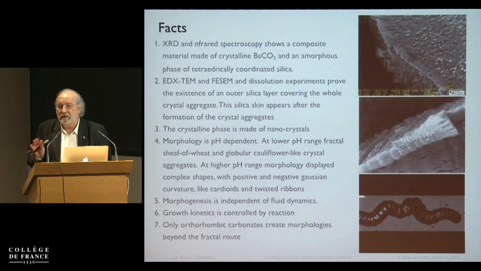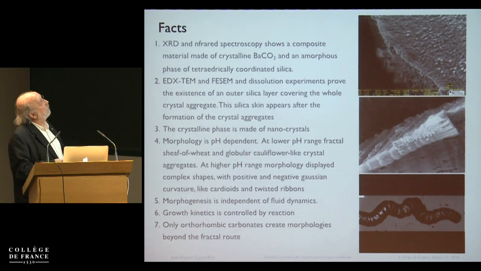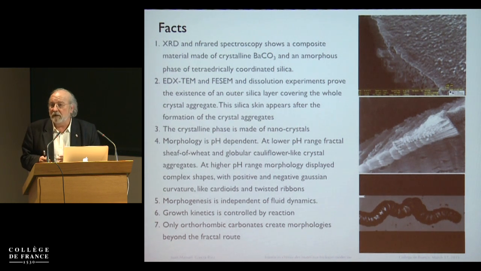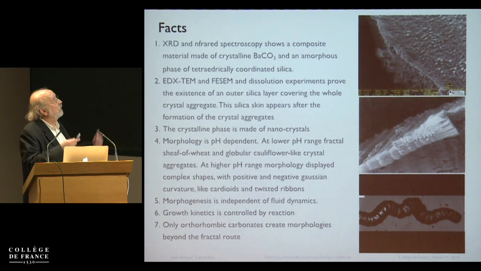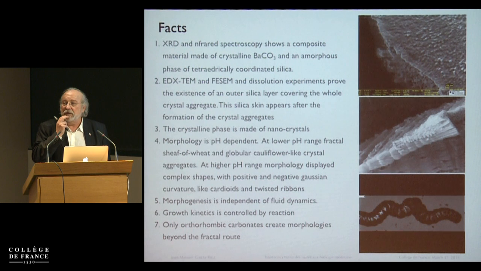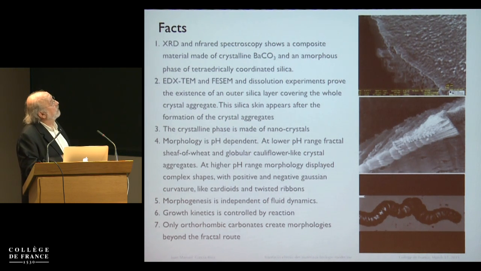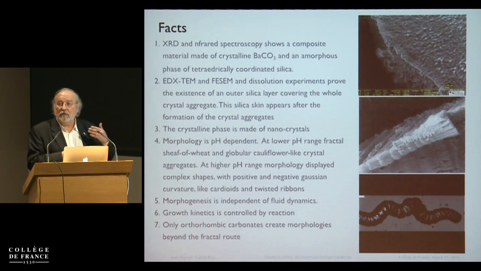These are the facts. I will just make a resume, an abstract, of the facts related to this material. The X-ray diffraction and infrared spectroscopy will show that it is a composite material made of two different phases: a crystalline phase, which is barium carbonate or calcium carbonate or strontium carbonate, and an amorphous phase of tetrahedrally coordinated silica. The concentration is very small, about 2-3% of silica. Mostly it is crystalline carbonate.